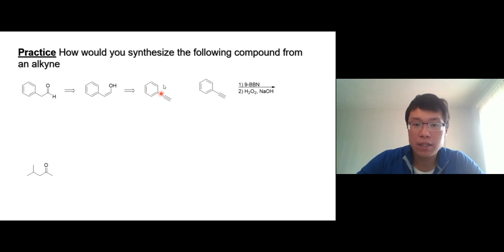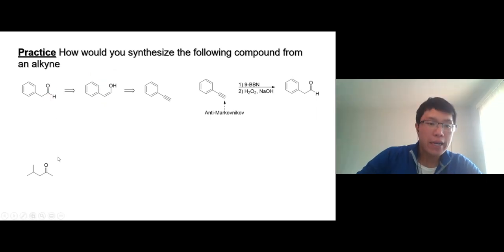All right, so what we're going to do is take this alkyne, add 9-BBN, and then remove the oxidation. Initially, you're going to get this enol first, and then it will tautomerize to the aldehyde that we want. Okay. All right. Same thing down here.